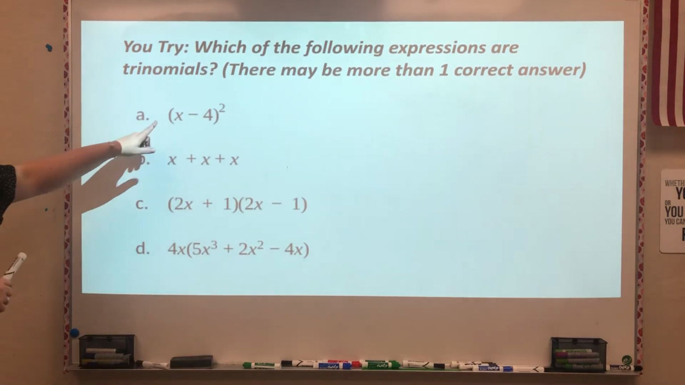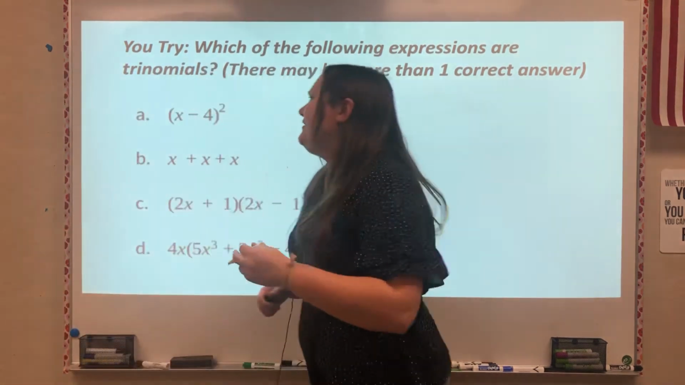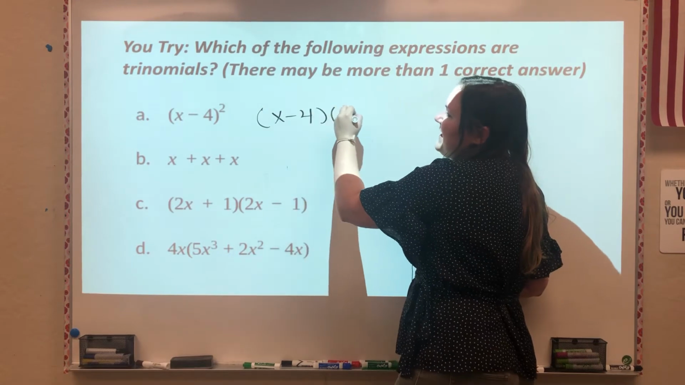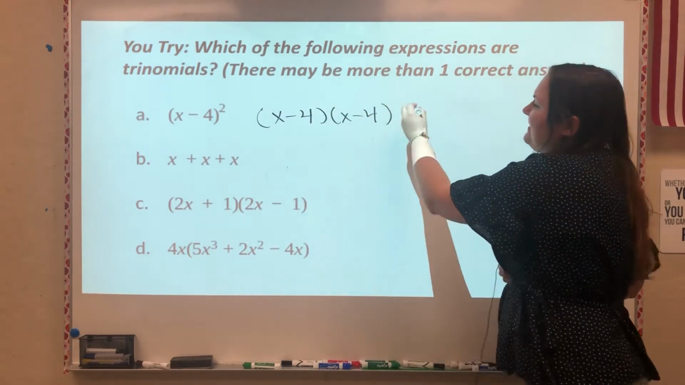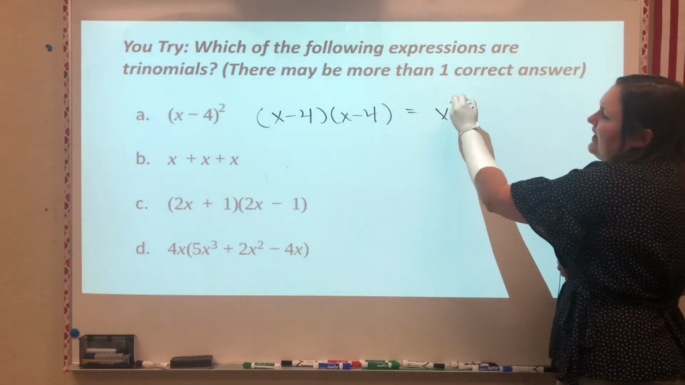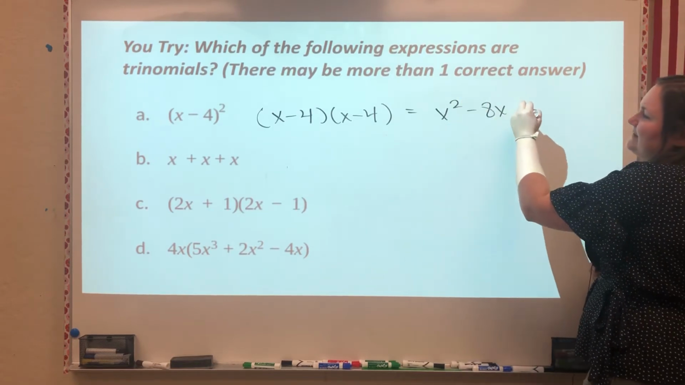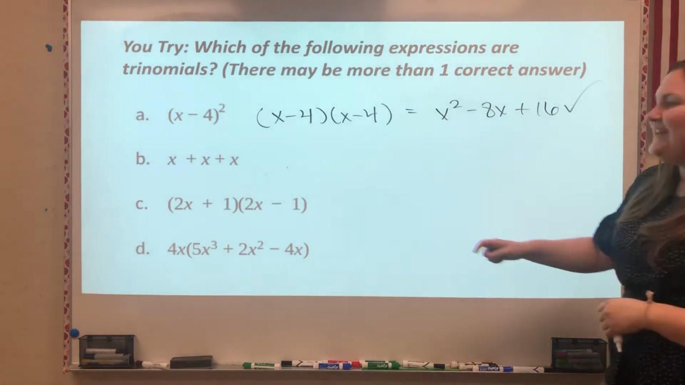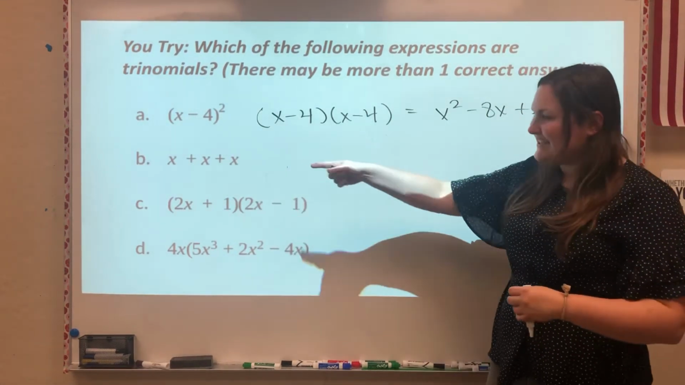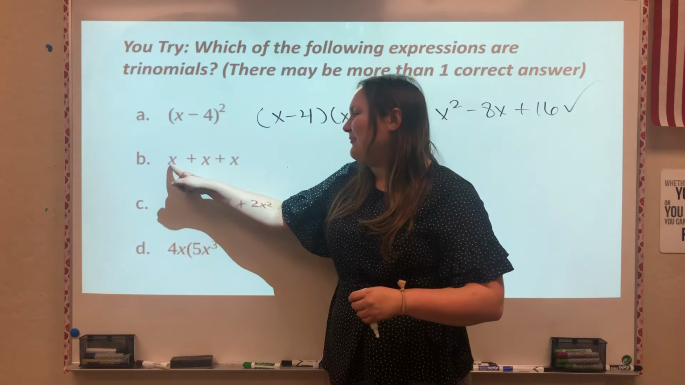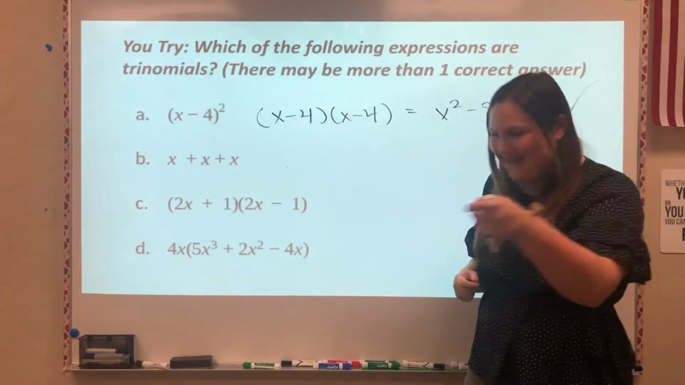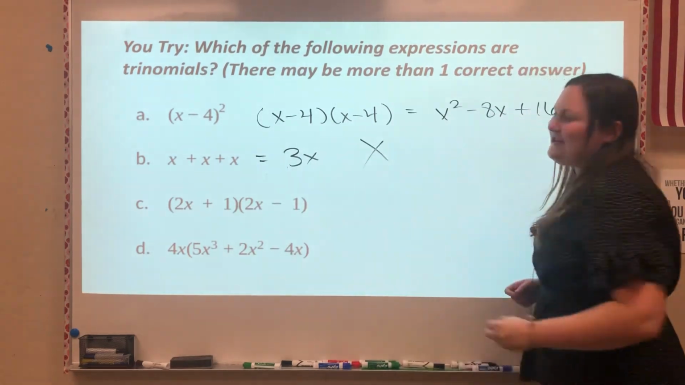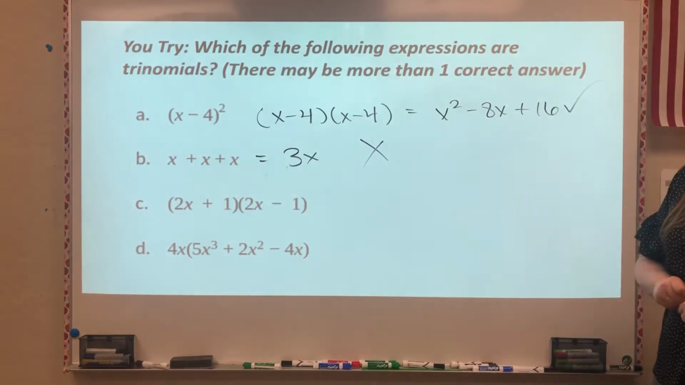Well, here, when we multiply this first one, you are going to want to start by doing x minus 4 times x minus 4. When you multiply all that out, it's going to give you x squared minus 8x plus 16. So this is one of your trinomials. The second one here, it's so tempting to say, yes, that's a trinomial because we've got 1, 2, 3 terms. But when you simplify it, x plus x plus x equals 3x. That is not a trinomial. That is a monomial. There's only one term.